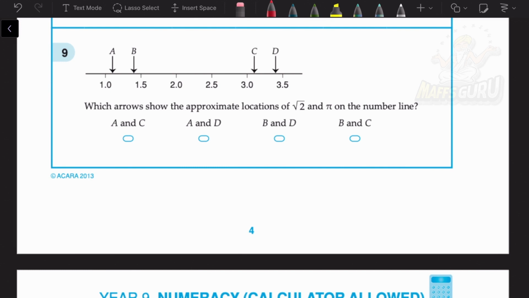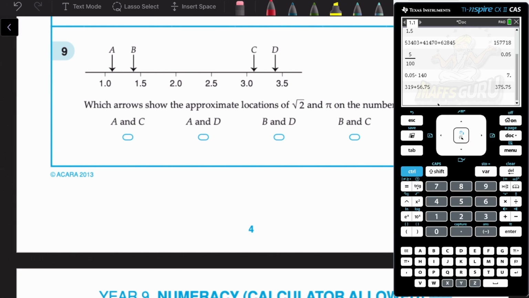Which arrows show the approximate location of root 2 and pi on the number line? Well, again, let's fire up my calculator. I'm going to do the value of pi. And unfortunately, my calculator is being clever, so let's do that properly. 3.14. So pi is approximately 3.14. So I'm reckoning C is my value of pi. That's about 3.1. The square root of 2, again, let's do the square root of 2.